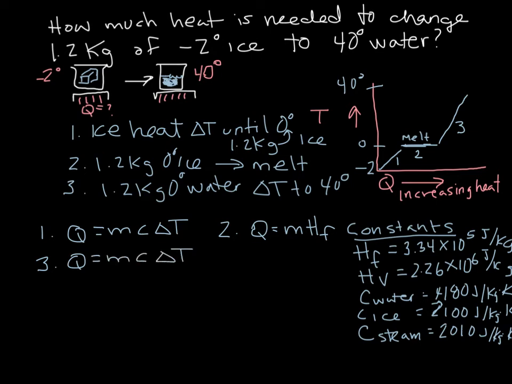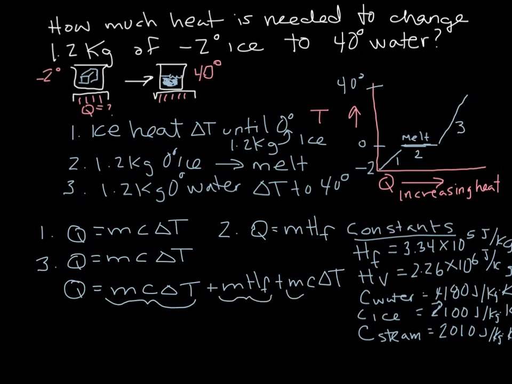To find out how much heat we need from beginning to end of this process, we just need to add those 3 pieces together. So the full equation will look like Q equals mc delta T plus MHF plus mc delta T. We need to look at which C we're going to use and what our change in temperature is going to be for each of these steps. The mass is going to be 1.2 kilograms throughout.